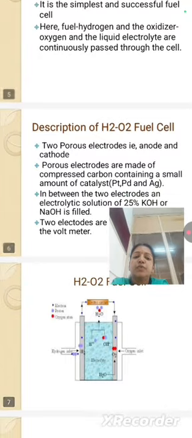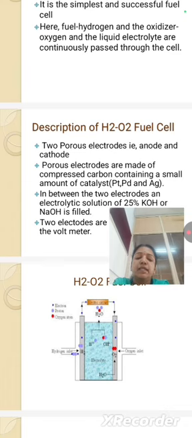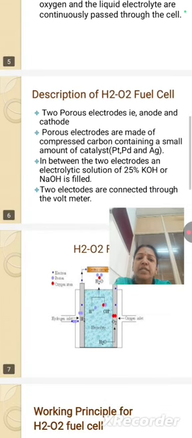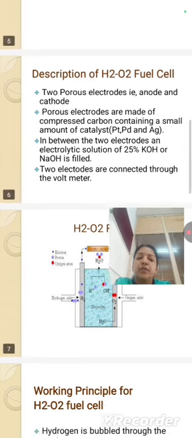So here two porous electrodes are there. One acts as the anode and the other acts as the cathode. These two are made up of compressed carbon containing a small amount of catalyst: platinum, palladium and silver. In between the two electrodes, the electrolyte, KOH or sodium hydroxide, is filled. These two electrodes are connected to the voltmeter.